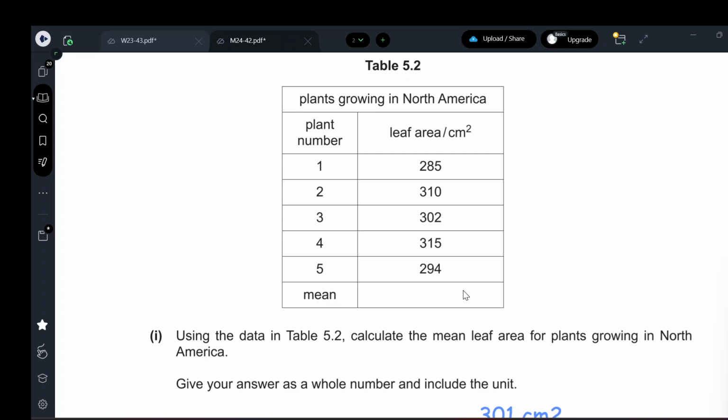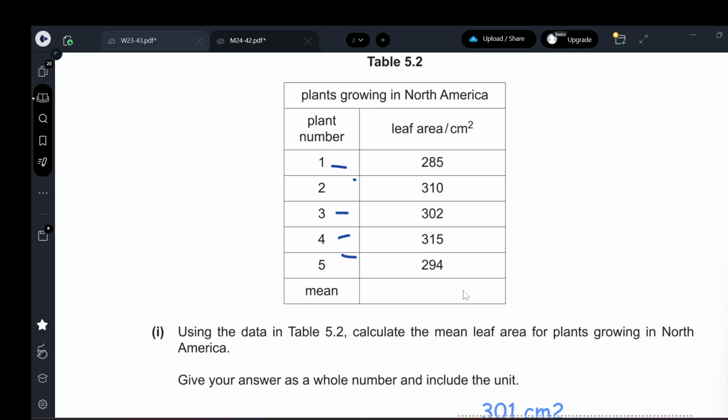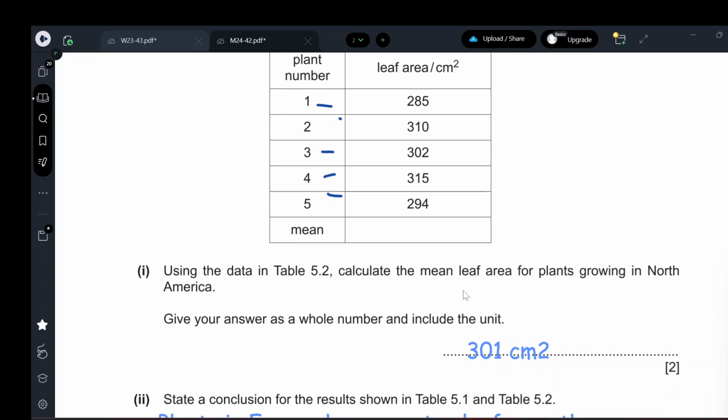How do I calculate the mean? Add all the numbers together, divided by 5, which is the number of plants, to the nearest whole number, and there is a mark for the unit. The unit is centimeter square.